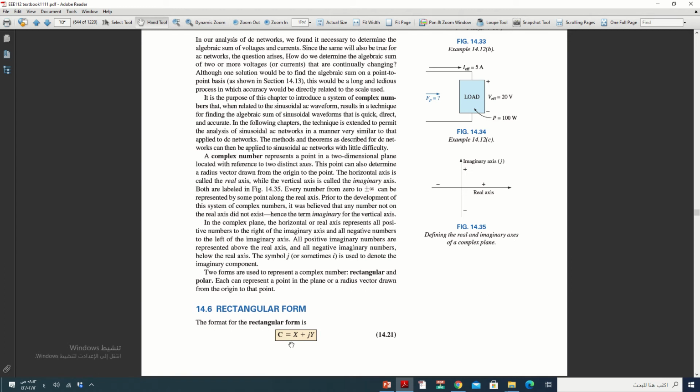Rectangular form, which is x plus jy. J, you can say j or i. If you remember, some books write i, x plus jy, this is the rectangular form.